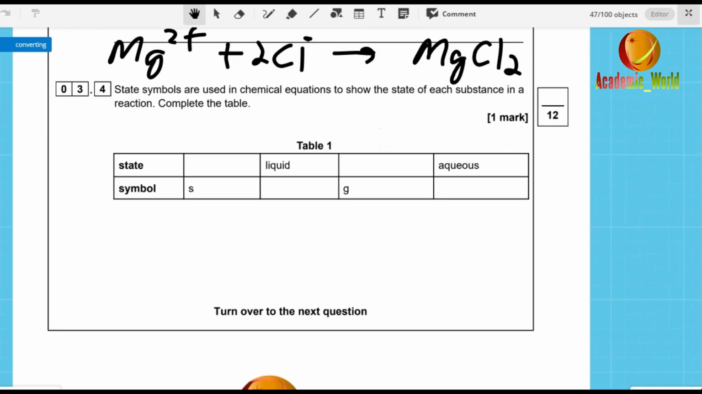State symbols are used in chemical equations to show the state of each substance in a reaction. Complete the table. The state symbol S is used for solids, the liquid is L, the gas is represented with G, and aqueous is AQ.